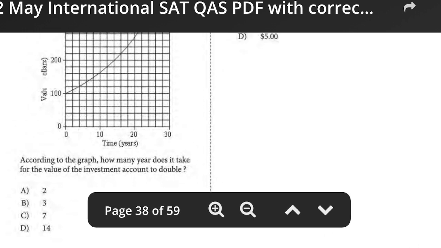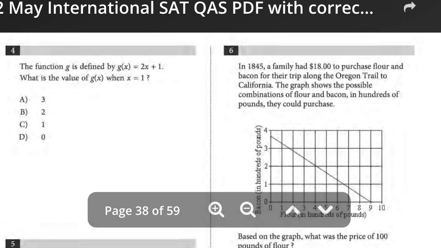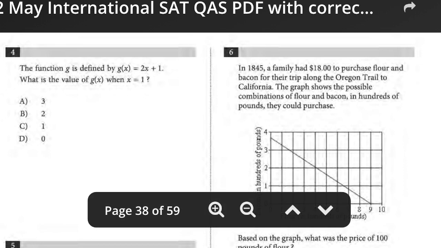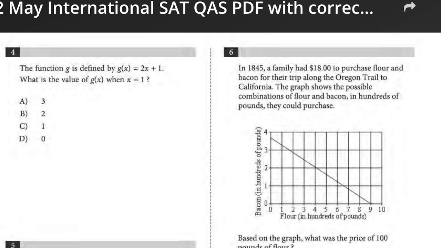Alright, let's move on to number 6. It says, in 1845, a family had $18 to purchase flour and bacon for the trip along the Oregon Trail to California.